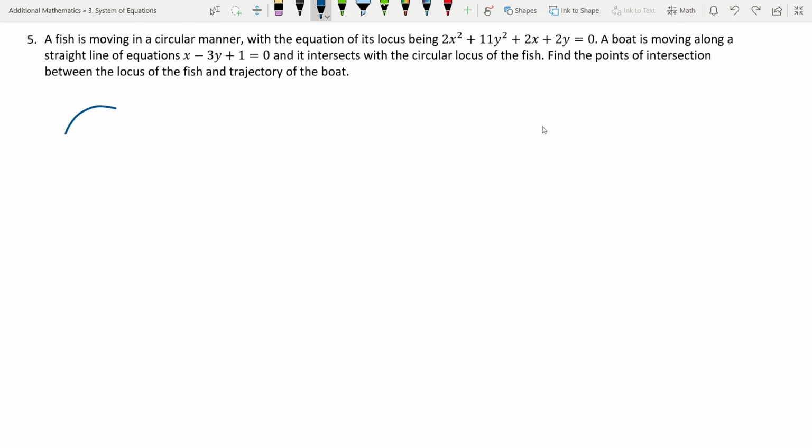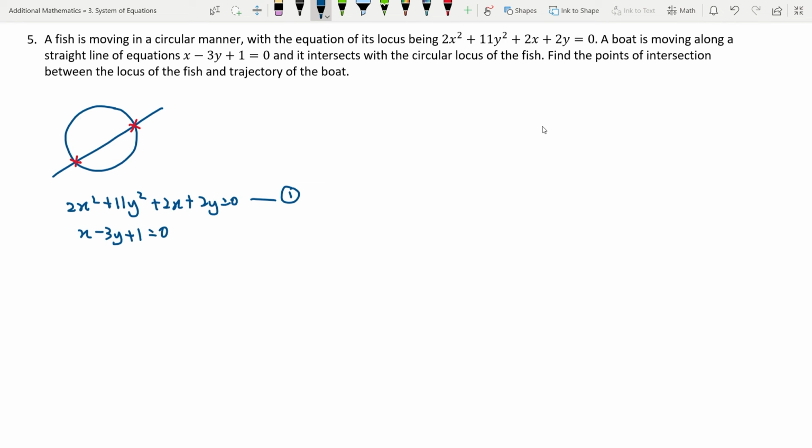The fish is moving in a circular manner, and the boat is moving along a straight line. Hence, this point and this point are the points of intersection between the locus of the fish and the trajectory of the boat. We are given two equations. The first one, the motion of the fish: 2x² + 11y² + 2x + 2y = 0. And the second equation, the trajectory of the boat: x - 3y + 1 = 0.